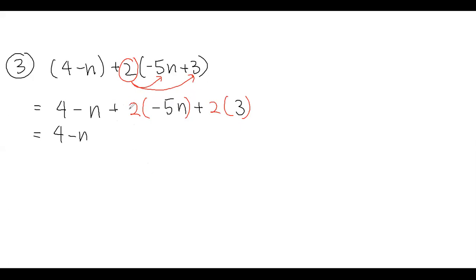Okay, so we have 2 times negative 5n. That gets us negative 10n plus 2 times 3, 6. Okay, method 1.